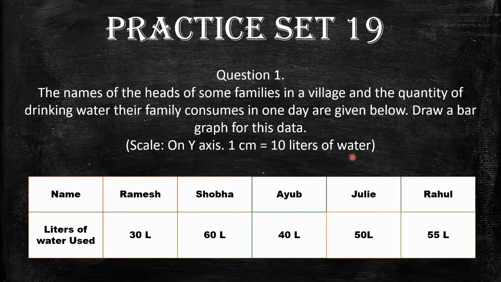So here on this table you can see names of the families in the village and liters of water used. Ramesh's family used 30 liters in one day. Shobha's family used 60 liters of water in one day. Ayush's family used 40 liters in one day. Julie's family used 50 liters in one day. And Rahul's family used 55 liters in one day. So using this data, we have to draw a bar graph.